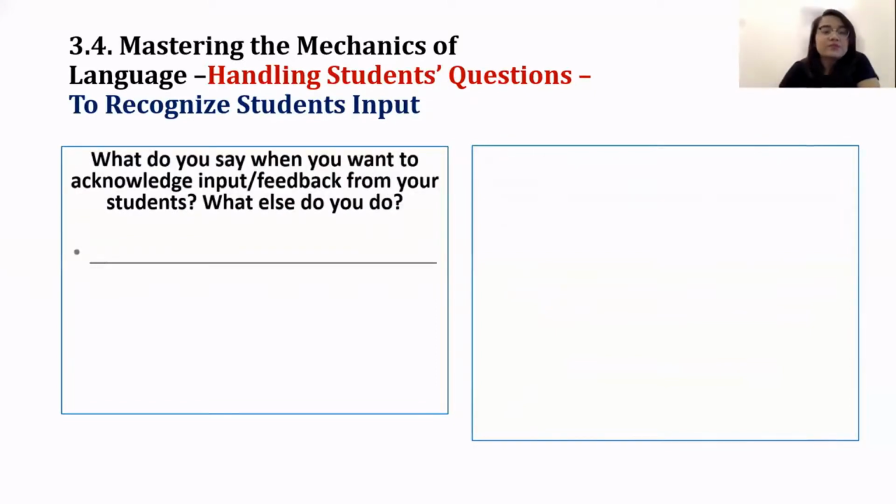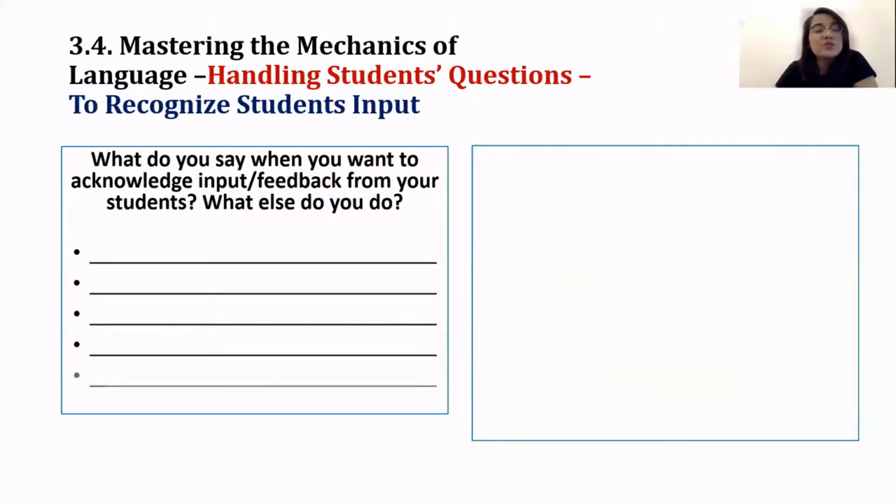So what do you say when you want to acknowledge input or feedback from your students? What else do you do? Write it down there. We need to appreciate them, appreciate their input, their feedback, acknowledge that, recognize that. So what do you say for that?